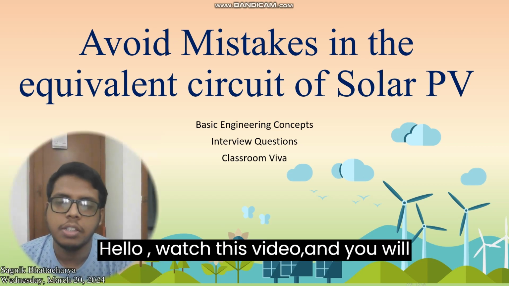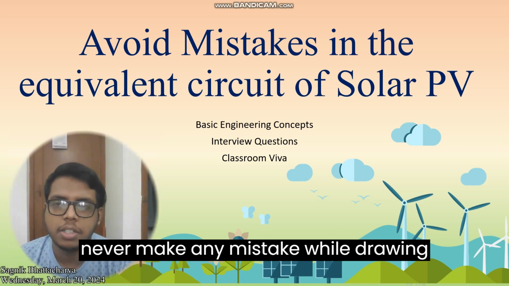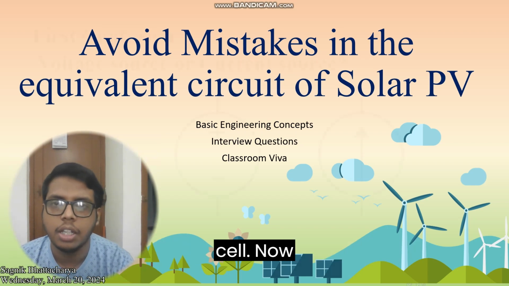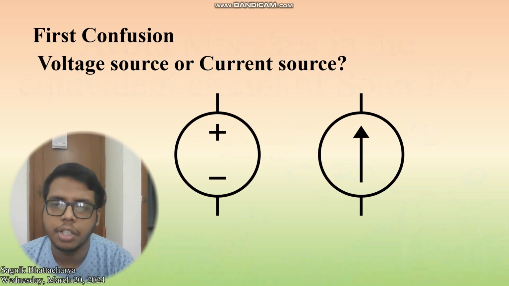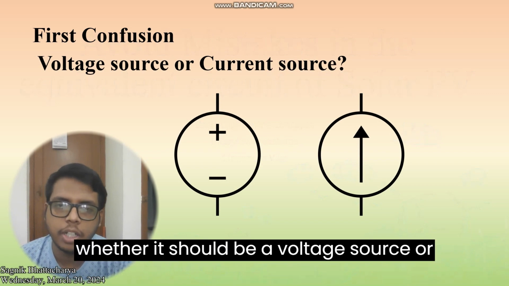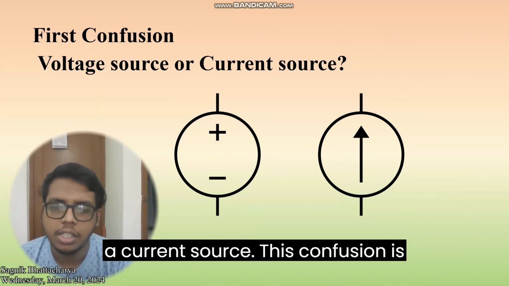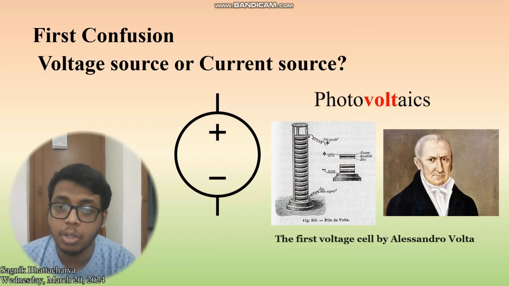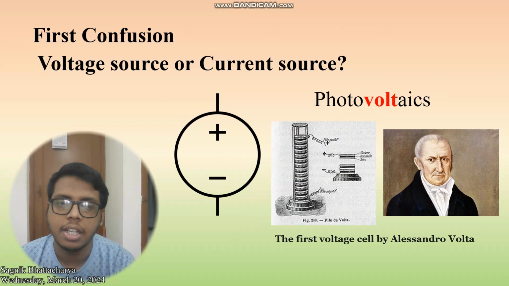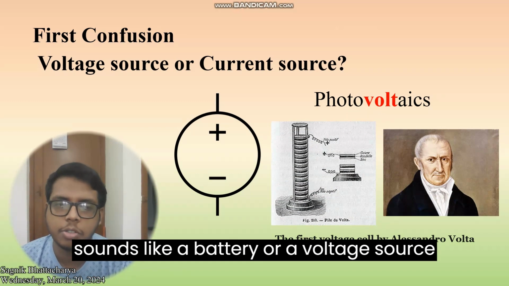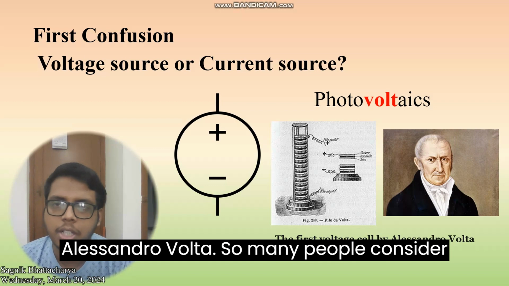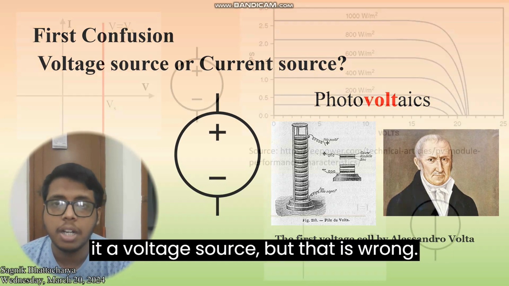Hello, watch this video and you will never make any mistake while drawing the equivalent circuit of a solar PV cell. Now, the first confusion that people have is whether it should be a voltage source or a current source. This confusion is mainly because the term is photovoltaics, and sometimes we call it solar cell or PV cell. A cell is a battery or a voltage source developed by the great scientist Alessandro Volta. So many people consider it as a voltage source, but that is wrong.